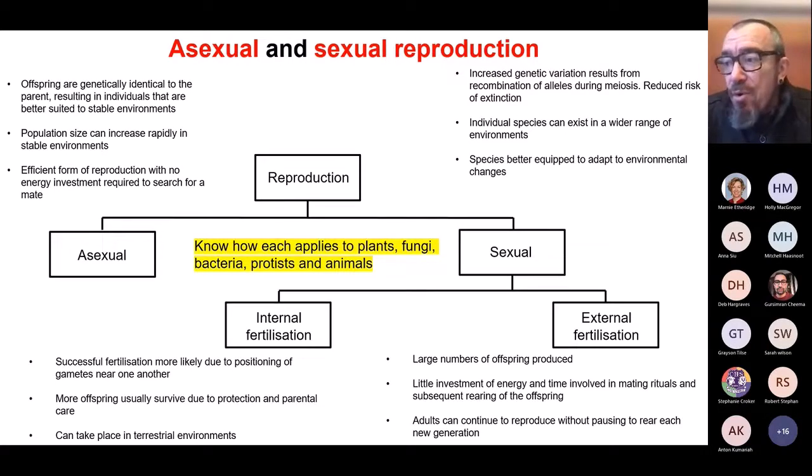There's typically more chance of survival of those offspring, simply because there's often, but not always, parental investment in the raising of those offspring. And arguably the most important, it's allowed sexually reproducing life to exist on land, because if we were to rely upon external fertilization in terrestrial or land-based environments, the egg and sperm are at risk of drying out. The scientific word for that is desiccation.